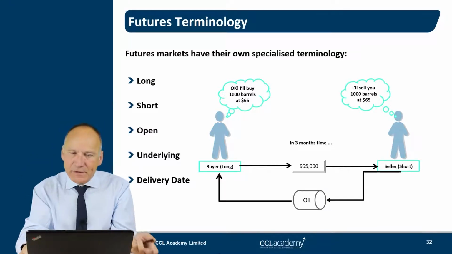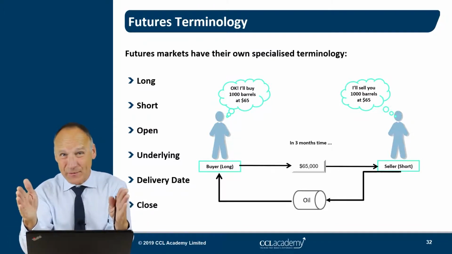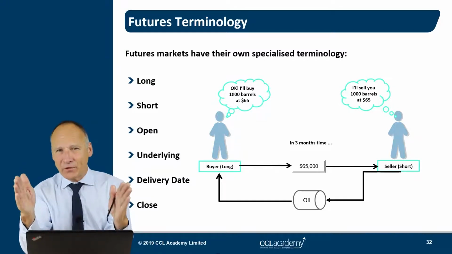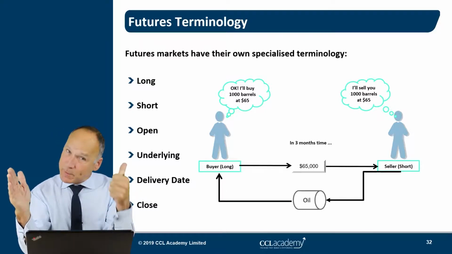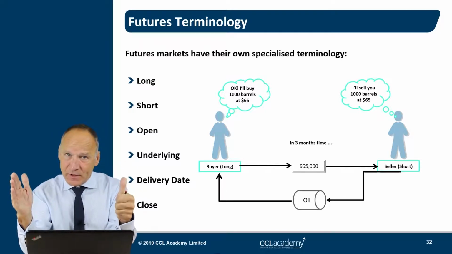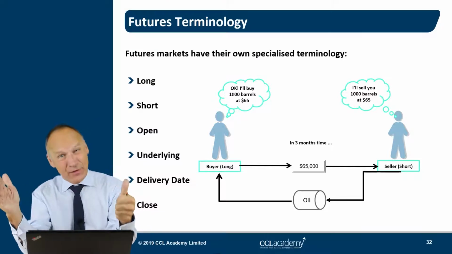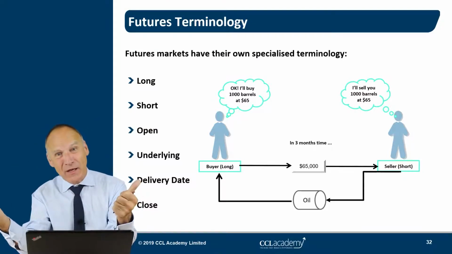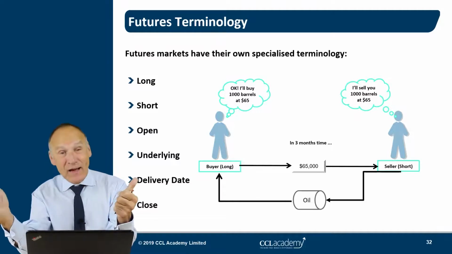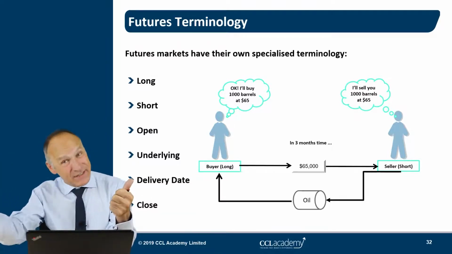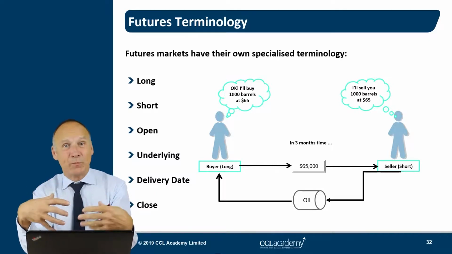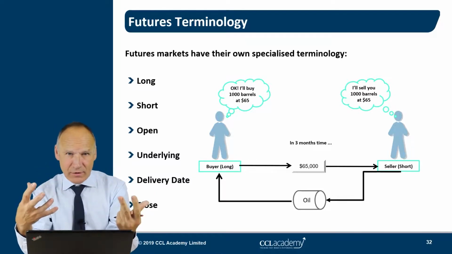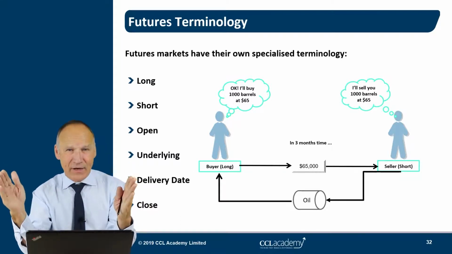Now, in terms of this particular contract, any particular contract will close at some point. And the final date a contract can close is the delivery date. So if you're committed to buy, you're the long participant, and you're still there committed to buy at the 31st of March, then you've got to pay over the money. And the seller, the short party, will be committed to sell, and they will provide you with 1,000 barrels of oil. Now that would bring the contract to its close, and that's closing at delivery.